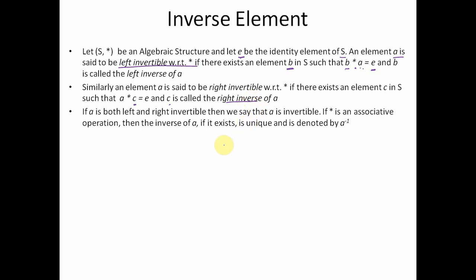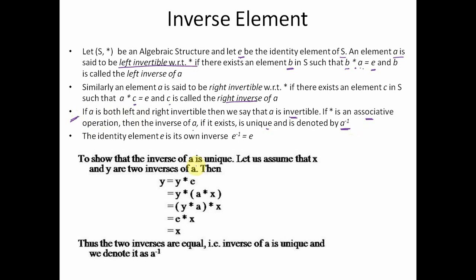So if A has both a left inverse as well as a right inverse, then we say A is invertible. If star is an associative operation, that means if it is at least a semigroup, then the inverse of A, if it exists, is unique, that means the left inverse and right inverse will both be the same and it is denoted by A inverse. Right? The identity element is its own inverse. Let's take this property that we said, that the inverse exists and it is unique.